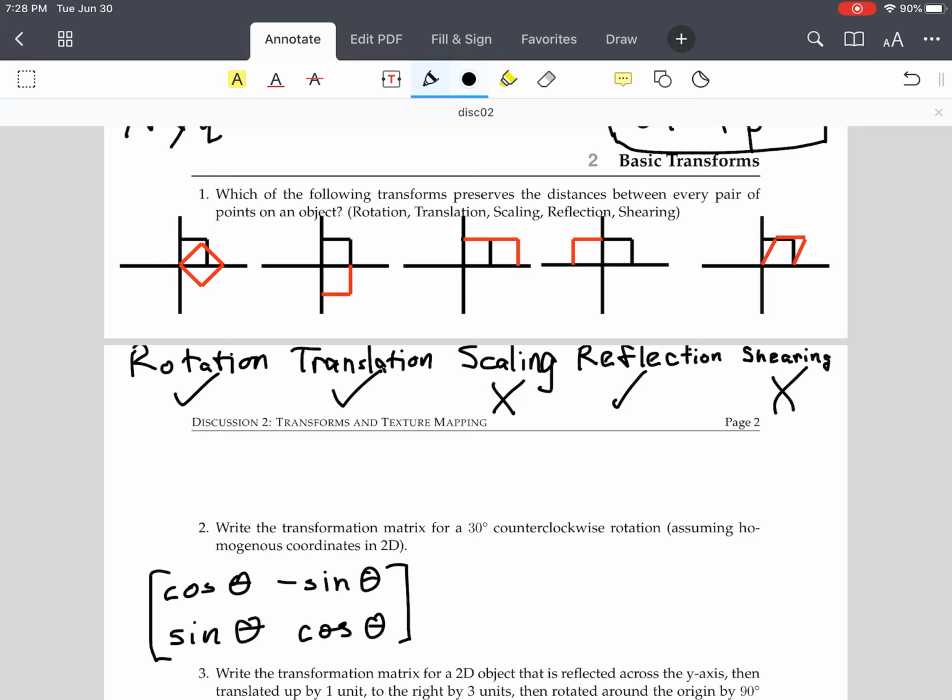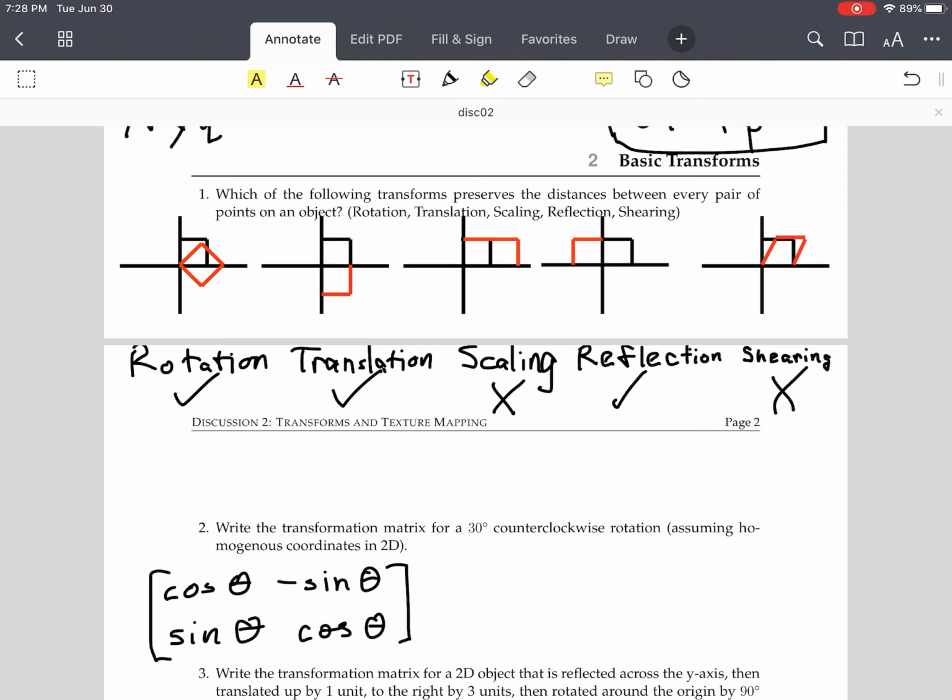So of all these transforms, rotation, translation, and reflection do satisfy this property, and scaling and shearing don't. And now what this also means is that any combination of rotation, translation, and reflection will still preserve the distance between every pair of points on the object, okay? But if we include any scaling or shearing, we can't guarantee that.